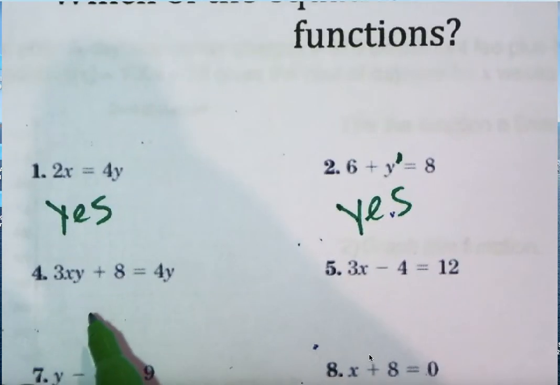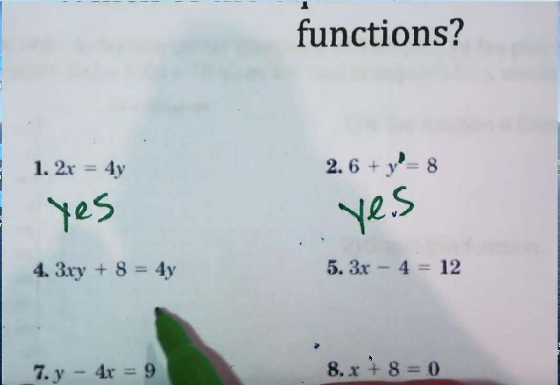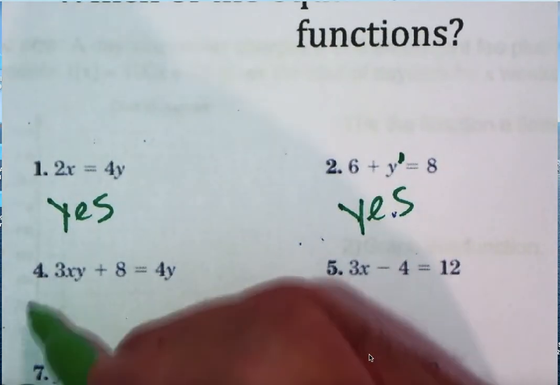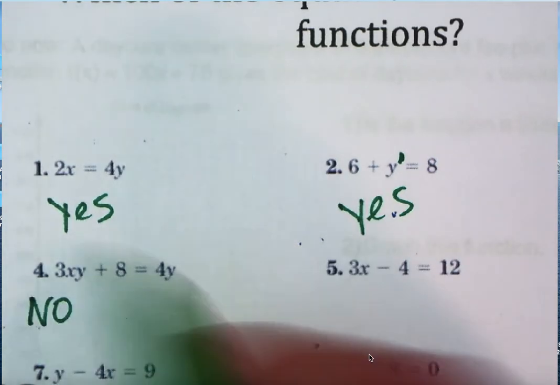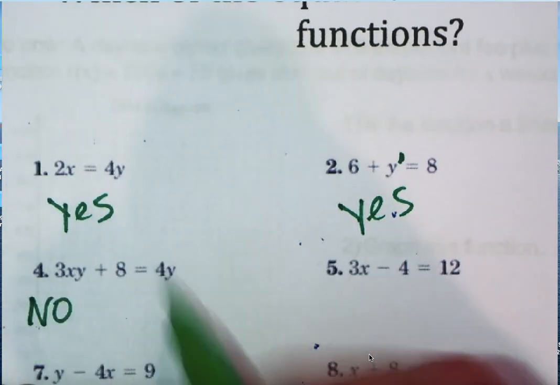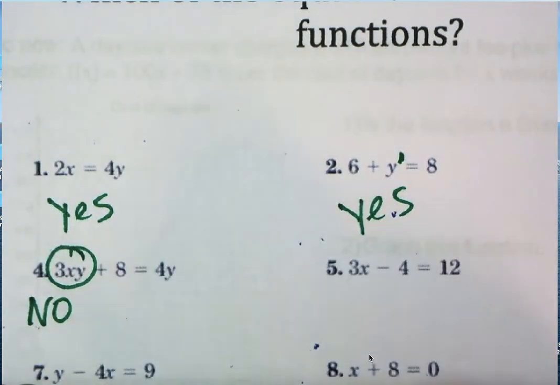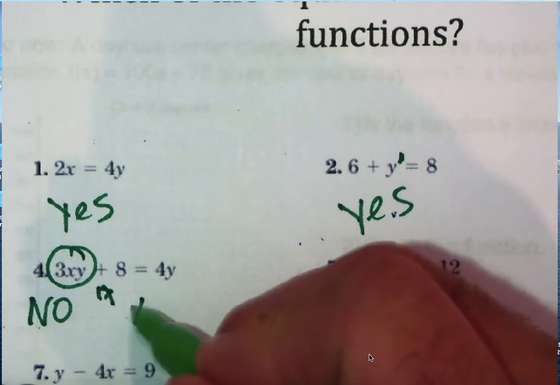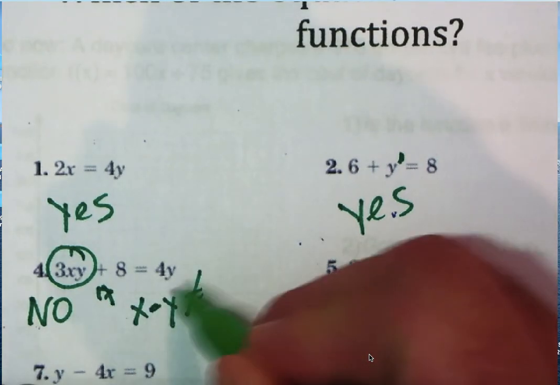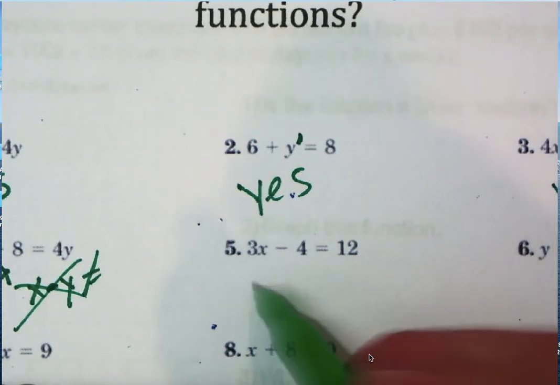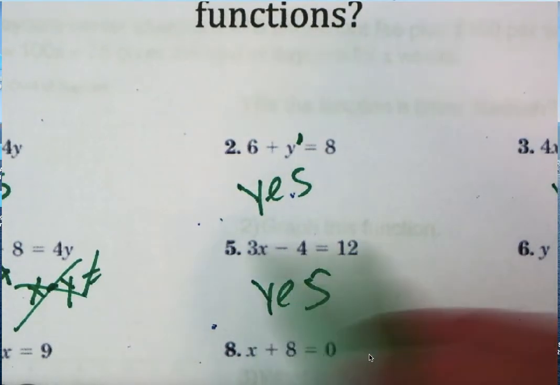Okay, how about number 4? Is there any rule, or you said no. So is there any rule, of our 3 rules, that helps us? Which one would it break? It's right here. X and y are being multiplied together. That is a no-no. That will not make a line on a graph. Next one is a yes. Meets all the requirements.